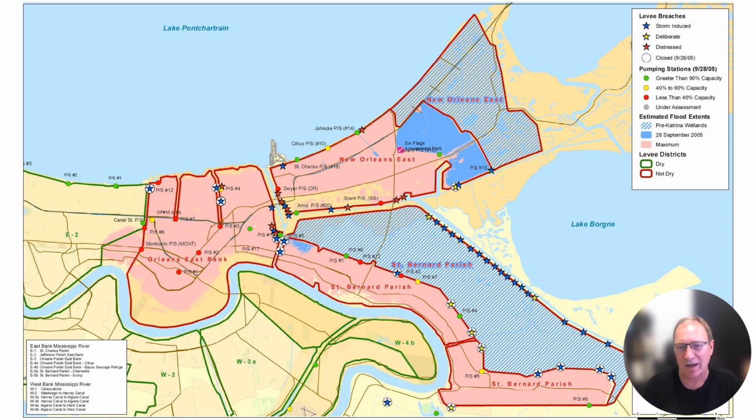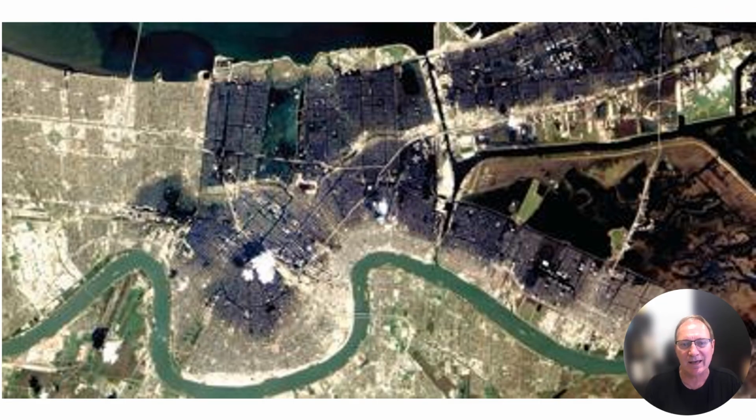Again, if you think about the height of the river that it needs to be for the water to flow downhill to go out to the Gulf of Mexico, the river is going to be much higher. And so the closer you are to the river, the higher you are going to be above sea level in the city. And then this is just a satellite image of the areas that were flooded.